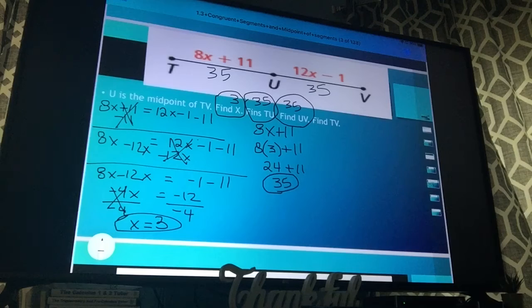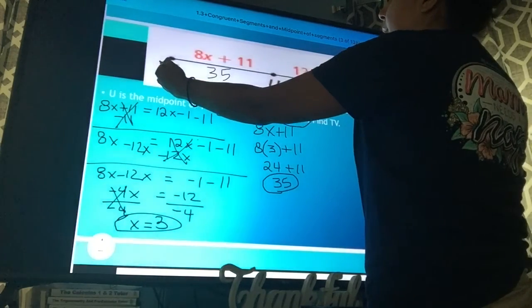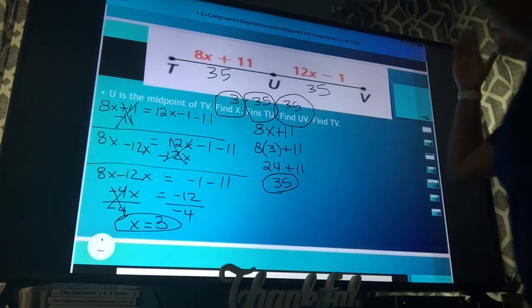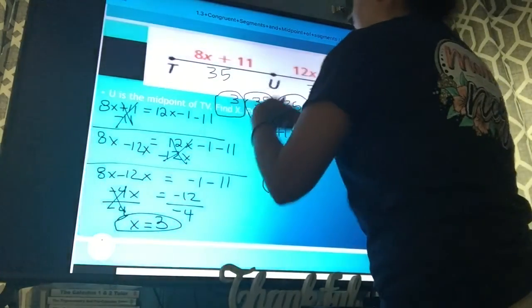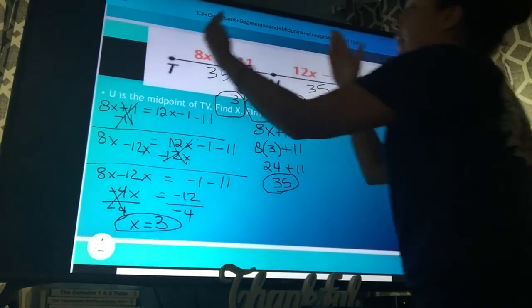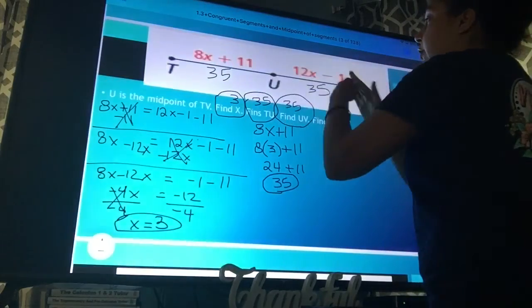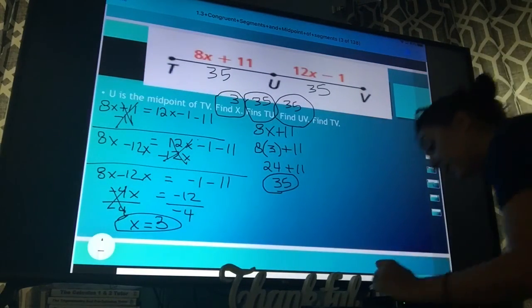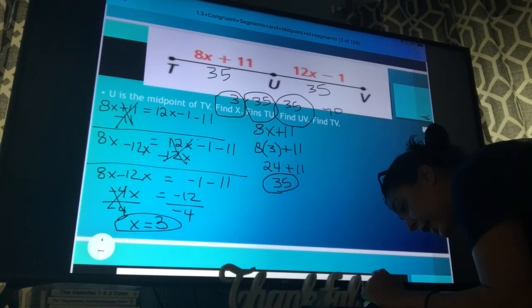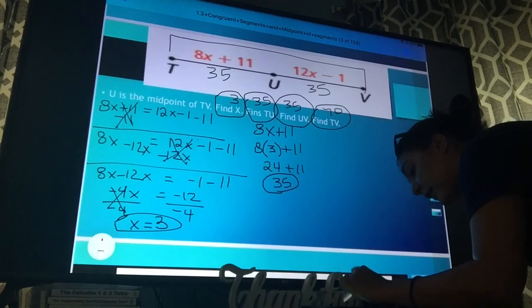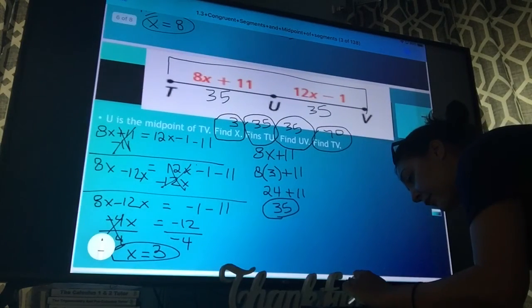Okay, and our last thing says, well, find TV. Well, TV is the length of the entire segment. And we know from our segment addition postulate that if we take part of a segment and another part of the segment, it should equal the entire segment. Okay, so this part plus this part should equal the entire part. So 35 plus 35 is going to be 70. The length of the entire segment is 70.